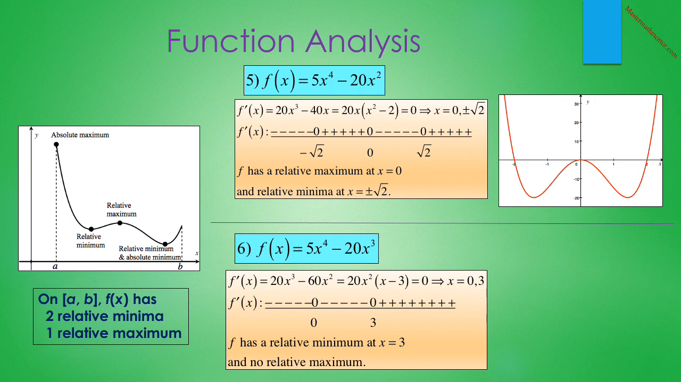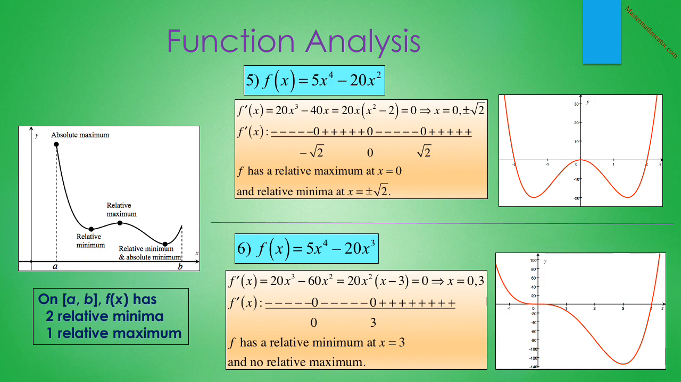Our sign chart shows that f prime of x will be negative to the left of 0, negative between 0 and 3, and positive to the right of 3. So we find that f has a relative minimum at x equal to 3 because f prime of x switches from negative to positive. This curve has no relative maximum.